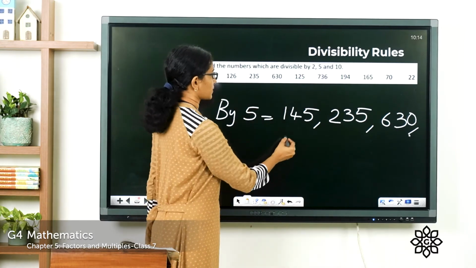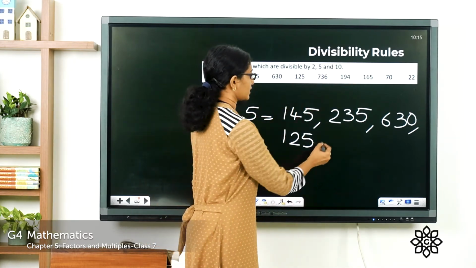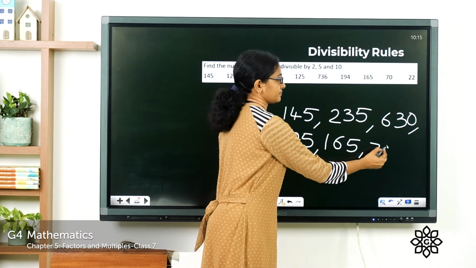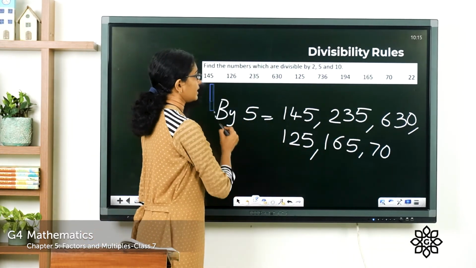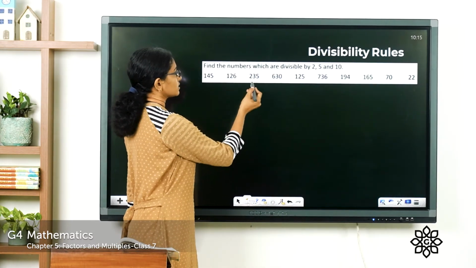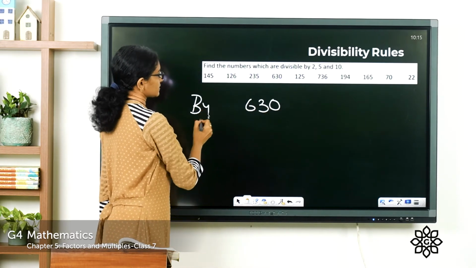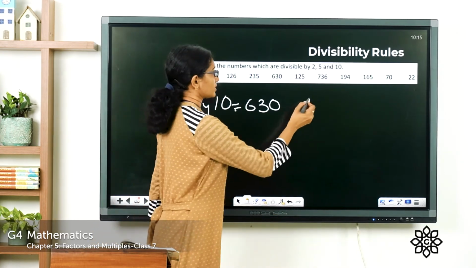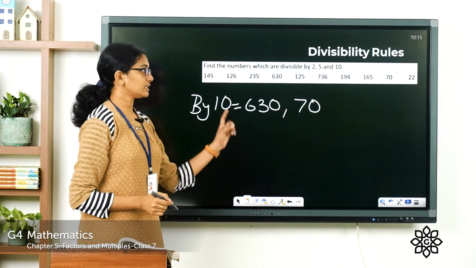Now 125. Any more numbers? 165 and 70. Right? Now let's see which numbers are divisible by 10. The first number, 630. Any more numbers which end in 0? Yes, there is one more, 70. So these are the two numbers which are divisible by 10 in this list.